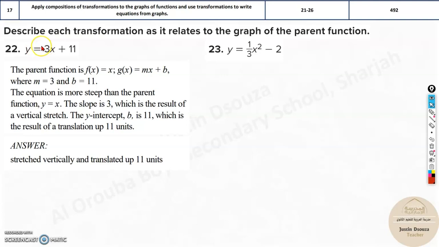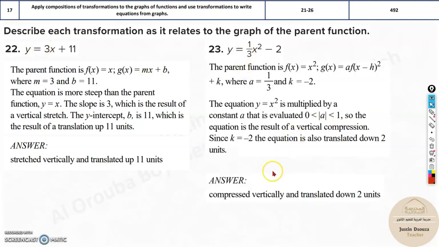Now, since there is no minus sign, you can tell it's not reflected. What about over here? You can see it's compressed vertically because it's less than 1. 0.33, that is 1 by 3. So compressed vertically and translated 2 units down. This is minus 2, so it goes down by 2 units.